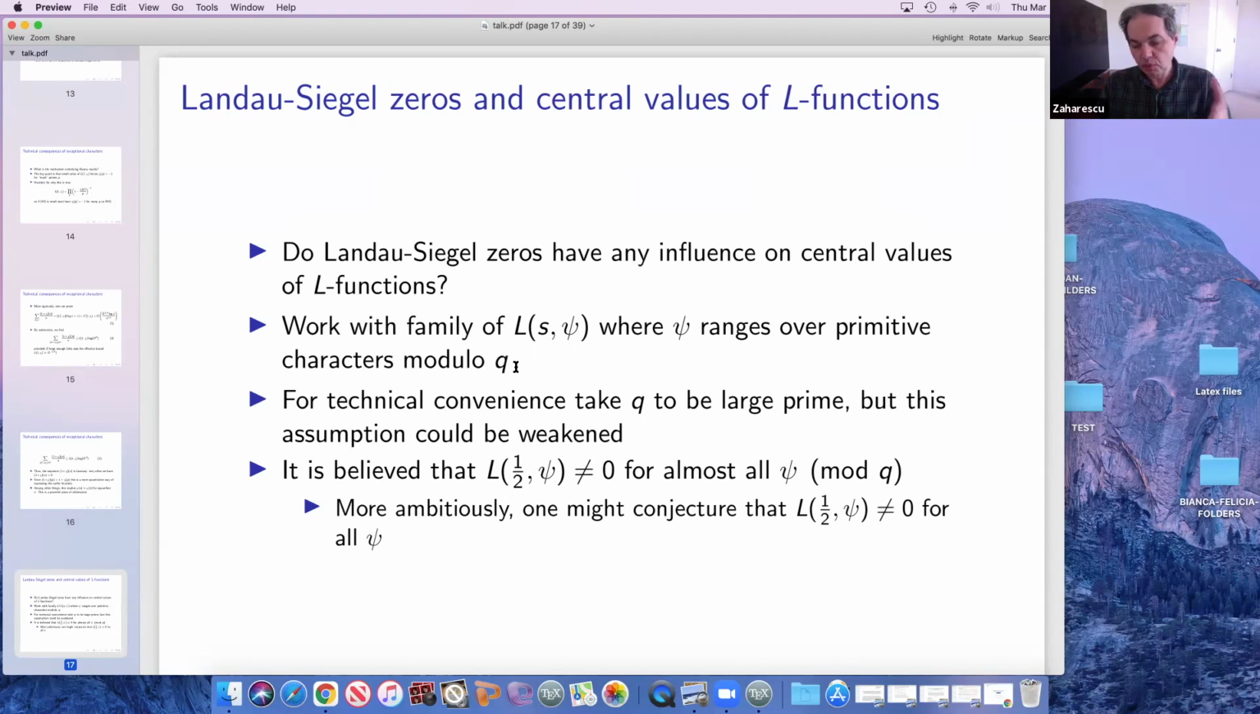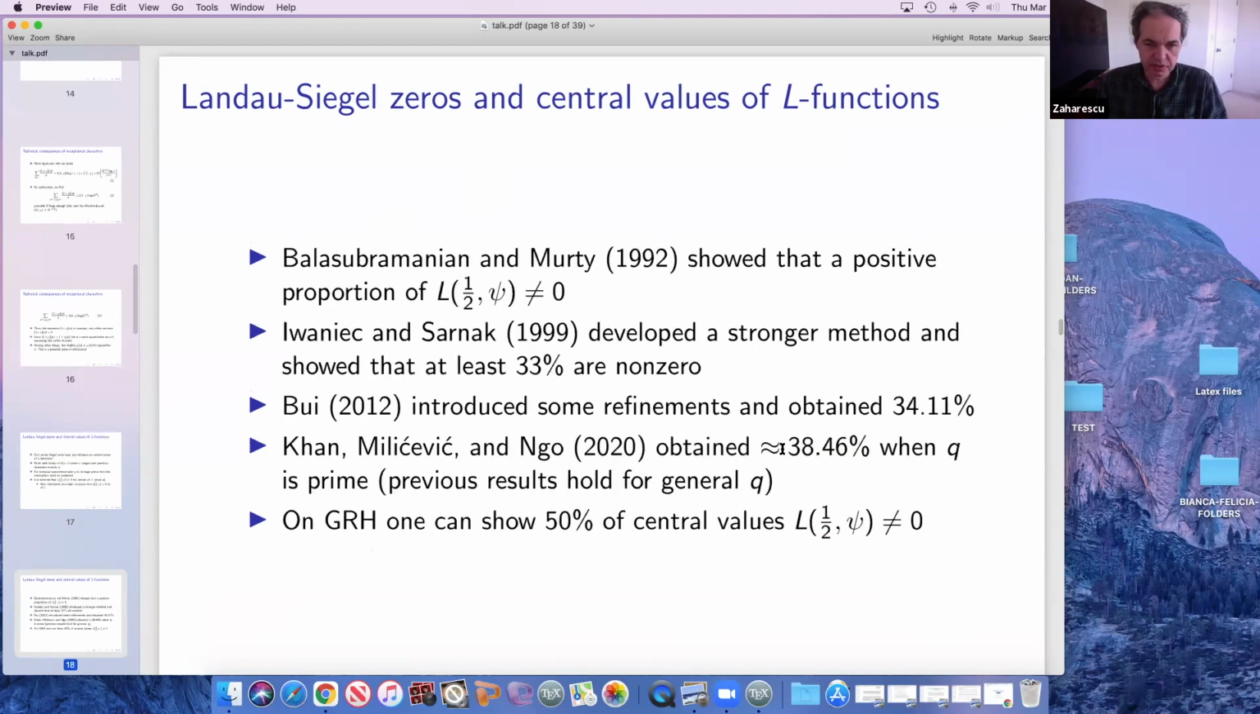We will assume something later, but first I have to cite some other results. So let's not assume anything. We look at Dirichlet L functions. Here psi is a character modulo q, and it is believed that L(1/2, psi), the Dirichlet L function, is not 0 at the central point 1/2 for almost all psi mod q. In fact, it is believed that they are never 0. I don't think anybody found any Dirichlet character for which L(1/2, psi) is equal to 0. So that would be the strongest conjecture.